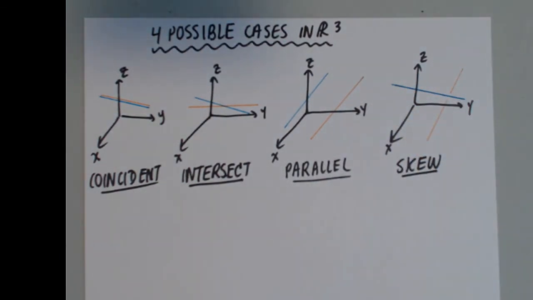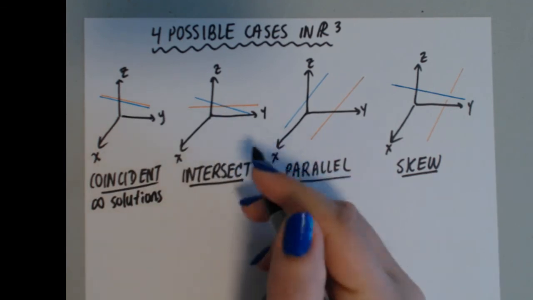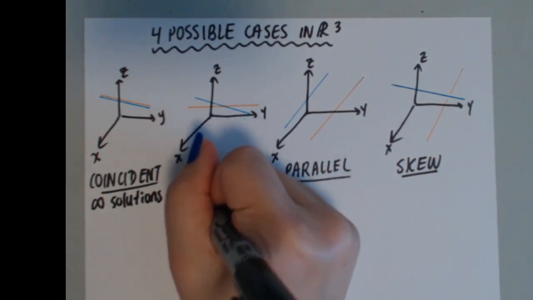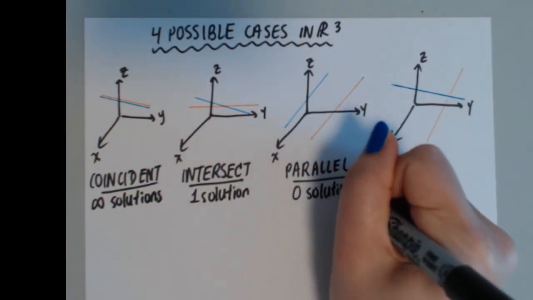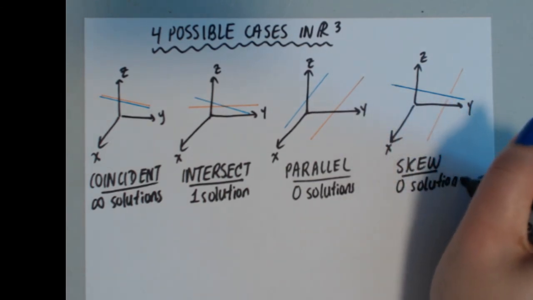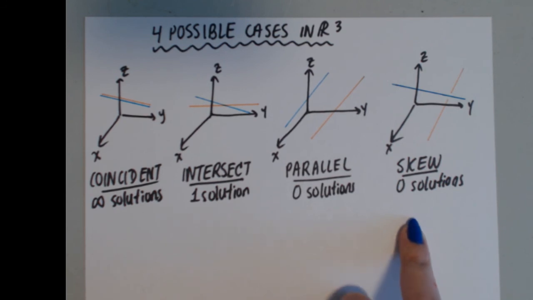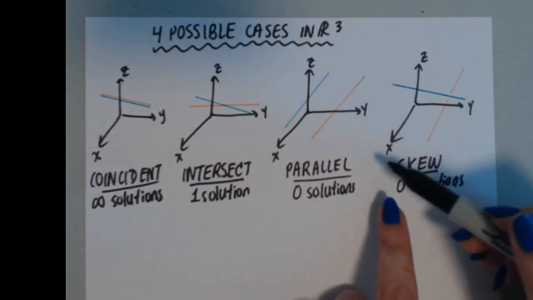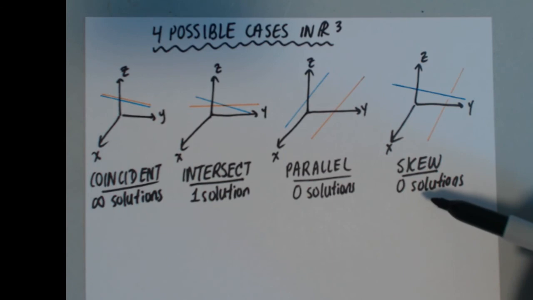Now, coincident, just like before, we have an infinite number of solutions. With intersect, there is the one solution. With parallel, you have no solutions. With skew, you also have no solutions. Now, there's two key words that I'm going to use to describe each of these, and those key words will become vital when we solve these types of problems and try to determine if the two lines that we're given are skew, parallel, intersect, or coincident. So using these two words, it will remind you what you have to prove in the problem and how many steps you have to show.